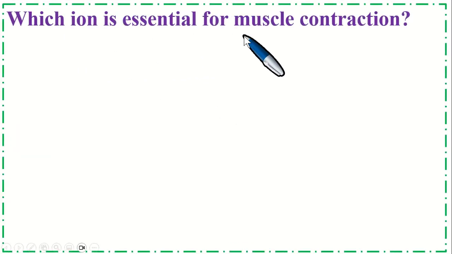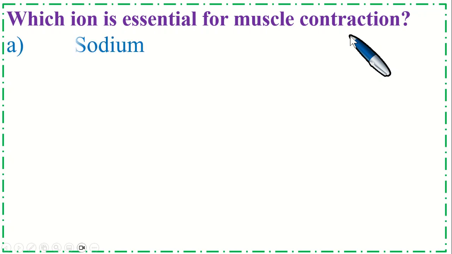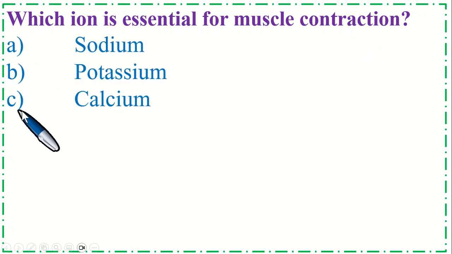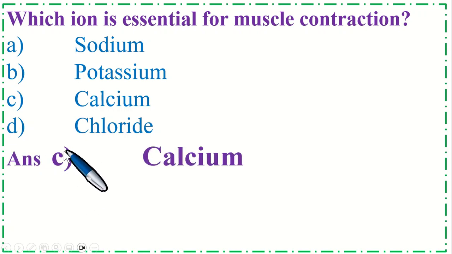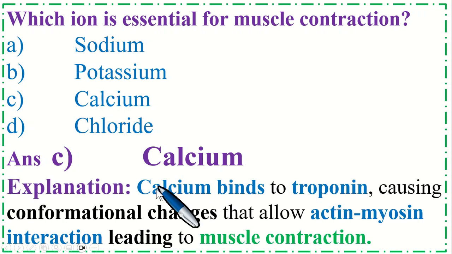Which ion is essential for muscle contraction? Option A sodium, B potassium, C calcium and option D chloride. So the correct option is C, calcium. Calcium binds to troponin, causing conformational changes that allow actin-myosin interaction, leading to the muscle contraction.